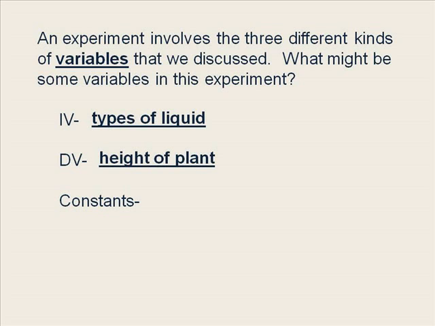The dependent variable is going to be the data. Remember, D for dependent, D for data. It's going to be the data and measurements we make during the experiment. So what are we going to measure so that we know which liquid affects the plants the best? We're looking at the height of the plants, how tall they get.